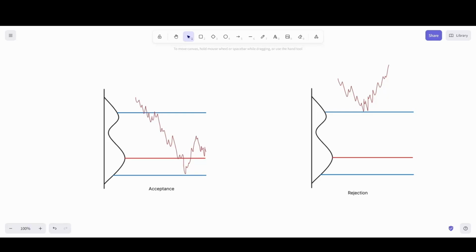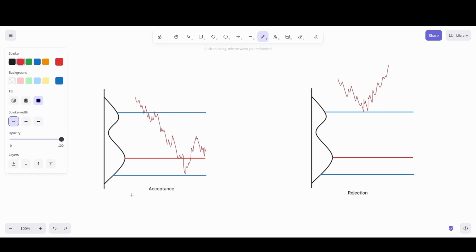So in the last video we covered the basic components of TPO, and in this video we're going to be talking about acceptance and rejection TPO. In front of you I made two visuals. The first one is acceptance and the second one is rejection. What's the meaning of acceptance and rejection and how to use them? We will discuss in this video. So let's start.